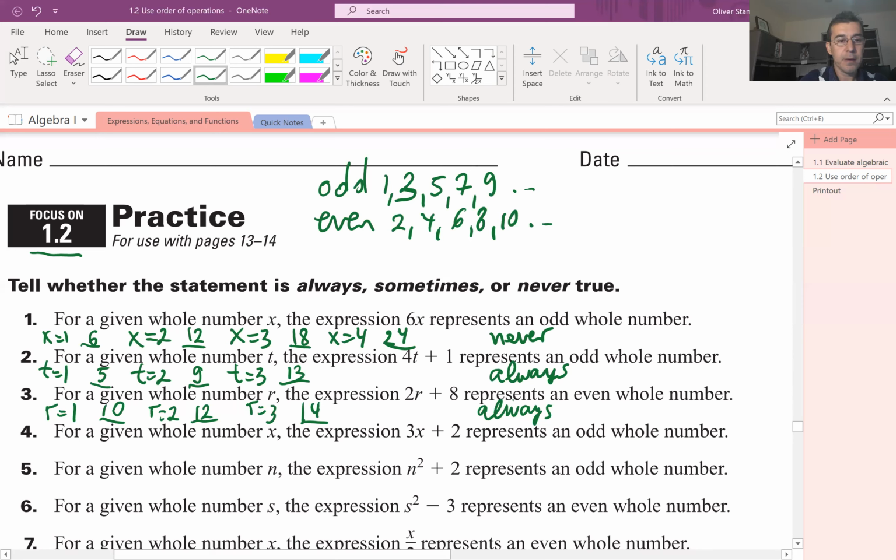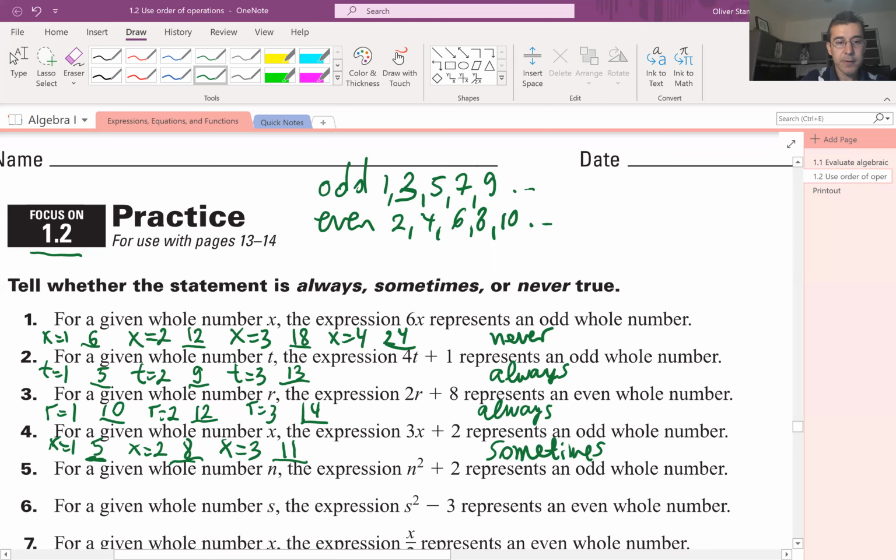So let's try a few. If x is 1, we get 3 times 1 is 3 plus 2 is 5. If x is 2, 3 times 2 is 6 plus 2 is 8. If x is 3, we get 3 times 3 is 9 plus 2 is 11. So we can see that sometimes it is odd, like here or here, but sometimes it's even. 8 is an even number. So this is sometimes. So 4, the answer is sometimes.